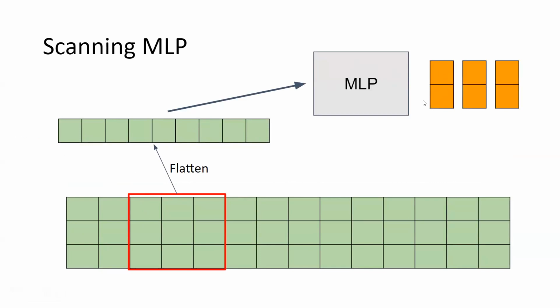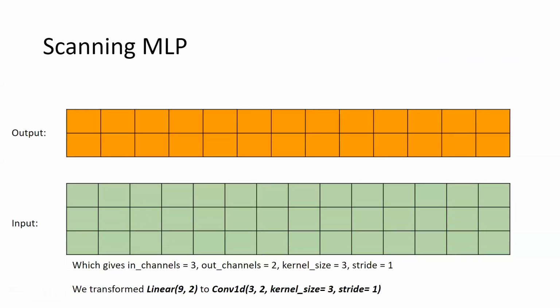What happens when you use a convolution instead of a linear layer? Given 3 channels as input and 2 channels as output, with a kernel size of 3 and a stride of 1, we have transformed the linear layer, which was (9, 2), into a Conv1D with these parameters. Conv1D, because we are just sliding from left to right in one dimension. So this is how a scanning MLP can be thought of as a Conv1D. This is important because you would be doing CNN as simple scanning MLP and CNN as distributed scanning MLP as the last task in your homework.